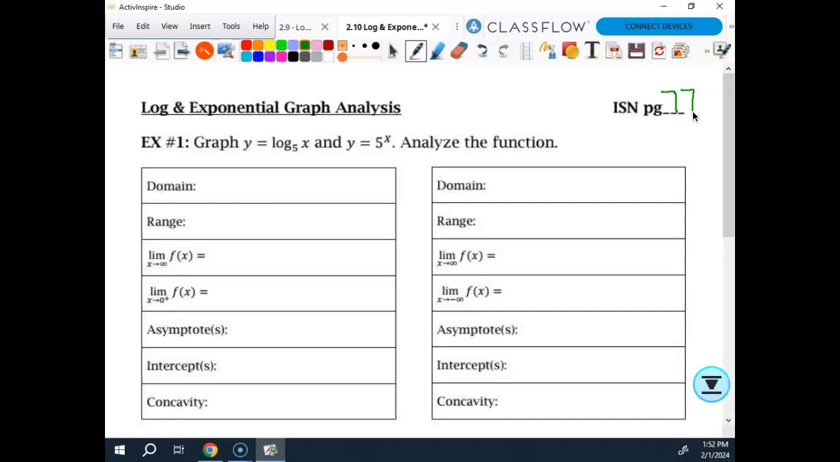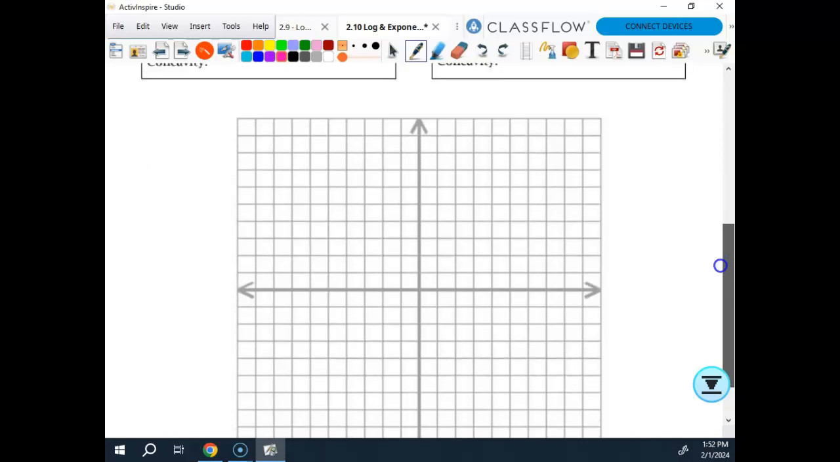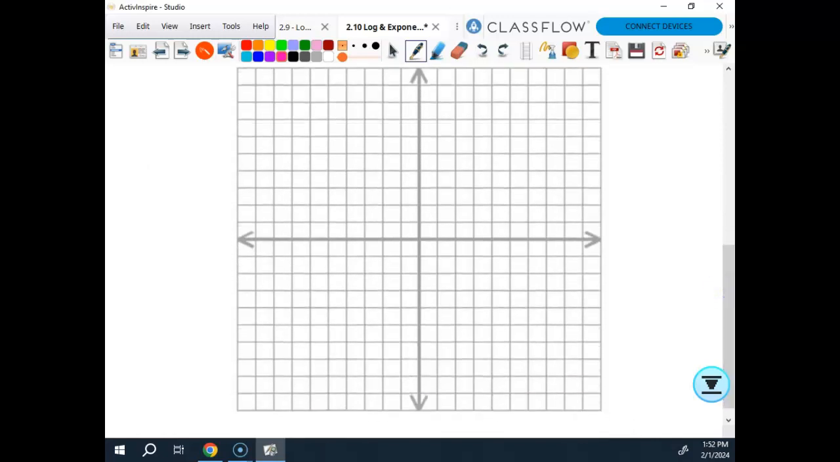We are going to graph these two functions, y equals log base 5 of x and y equals 5 to the x power down here. I'm going to rewrite those as we do them so I don't have to scroll. So we're going to start with y equals log base 5 of x. All right, and we are going to go in here to plot some points.